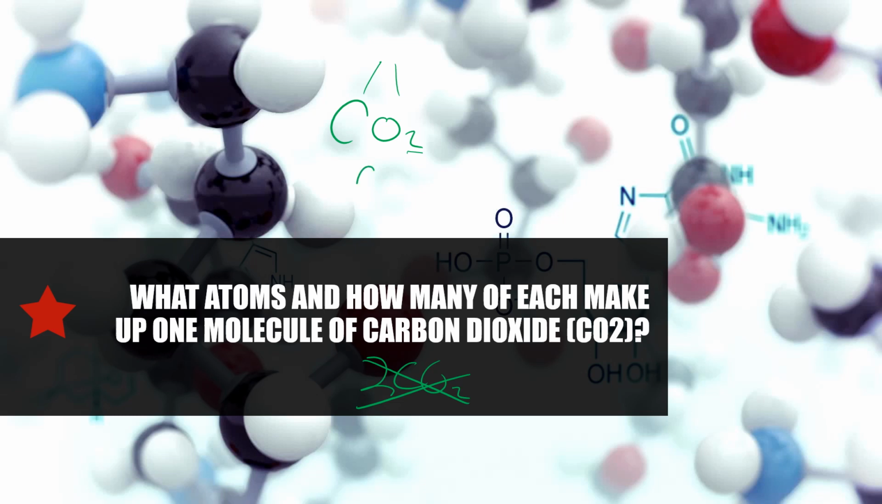So I'm just going to go ahead and make a little table to list my atoms. I have 1 carbon, and then for oxygen, I have a subscript of 2, so I have 2 oxygen. So my answer here would be 1 carbon and 2 oxygen. If you listen to the name, it can kind of give it away. In science, di means 2, so carbon dioxide means 1 carbon and 2 oxygen. So the name kind of gives it away.